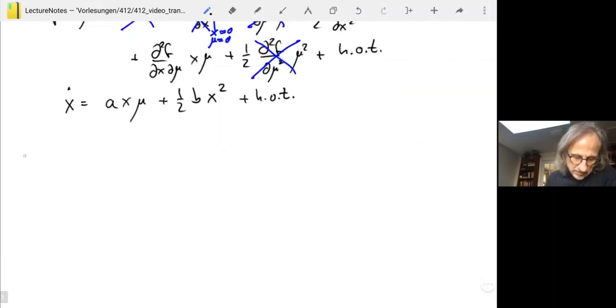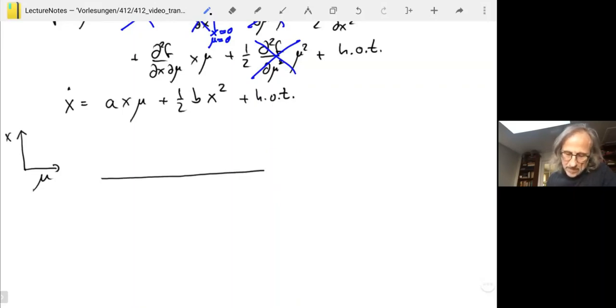Well, let me draw our standard diagram. So let's take the axes mu and x like that. And so in this case, we have, for all values of mu, a solution x equals 0. And we have another solution. So let's write down the two solutions that we have. x equals 0, and the other solution is equal to minus 2a over b times mu.